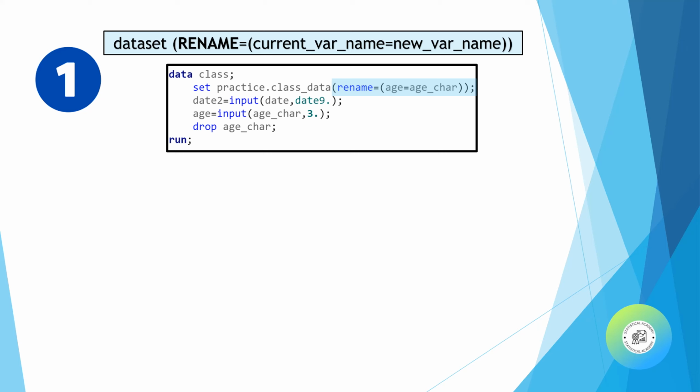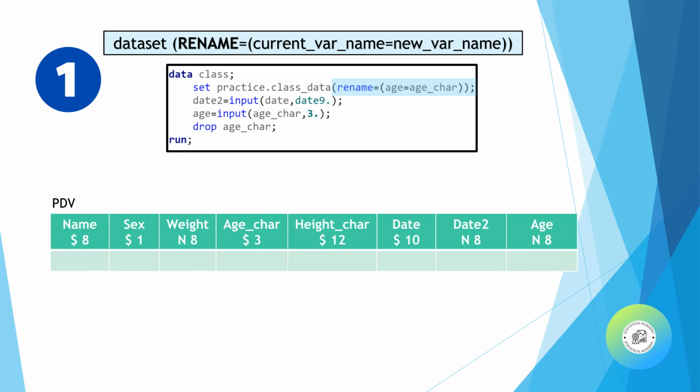The outer set of parentheses surrounds all dataset options applied to the dataset, and the inner set of parentheses surrounds the variables being renamed. This example code renames the age variable to age_. The variable age_ is added to the PDV as a character variable.